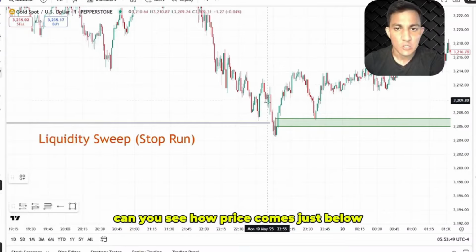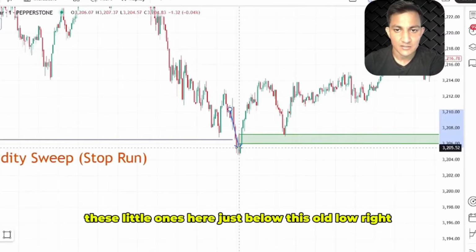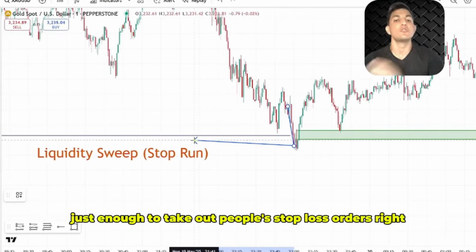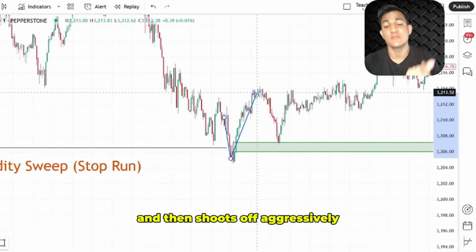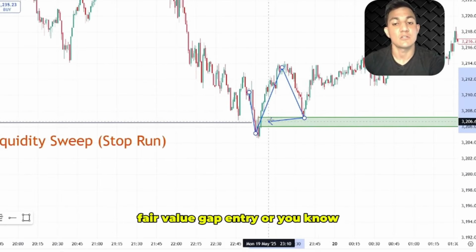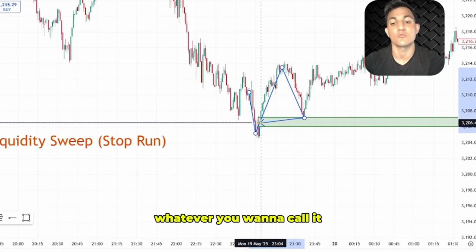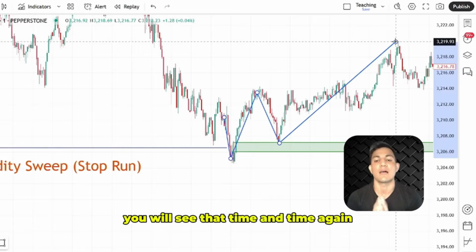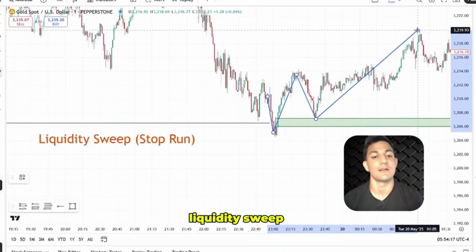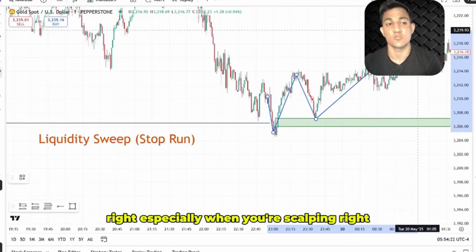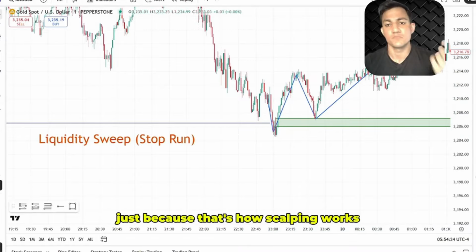Can you see our price comes just below, look at these candles here, these little ones here, just below this old low, right? Just enough to take out people's stop loss orders, right? And then shoots off aggressively, quickly in the opposite direction, and then gives everyone else a nice fair value gap entry, or nice order block entry, whatever you want to call it, retracement, and then shoots off, right? You will see that time and time again, and that's how I've retired my entire family, right? Liquidity sweep, simple entry. That is all you need to become a profitable trader, right? Especially when you're scalping. We don't need daily bias, just because that's how scalping works.